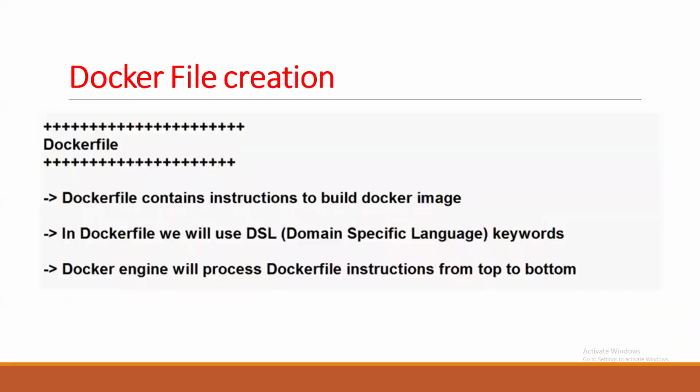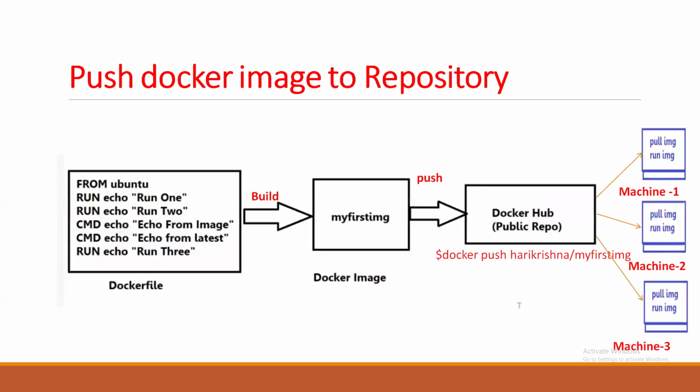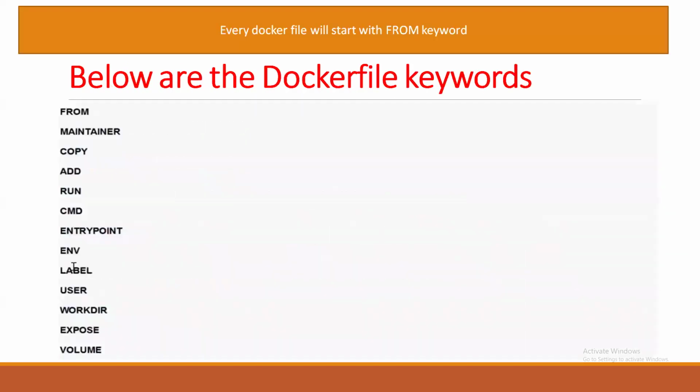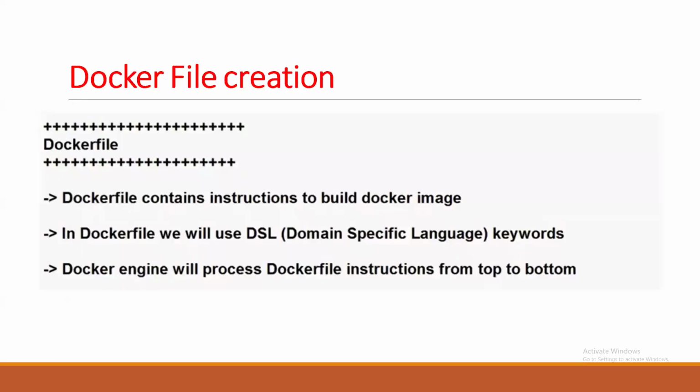So Docker file creation. How can we create the Docker file? A Docker file contains instructions to build the Docker image. What are the instructions, guys? These are instructions like FROM CentOS or FROM Ubuntu. It will get the image from the Docker repository. The image is Ubuntu, or CentOS 7.